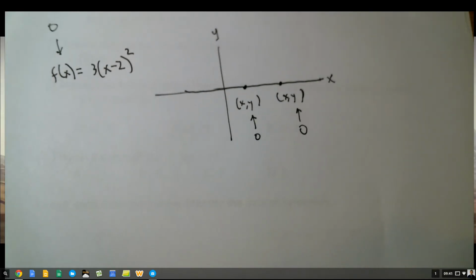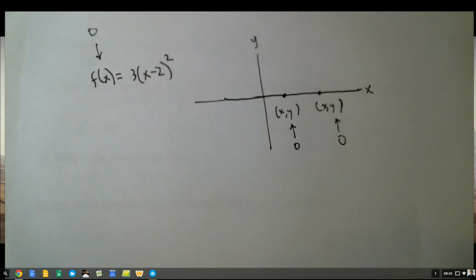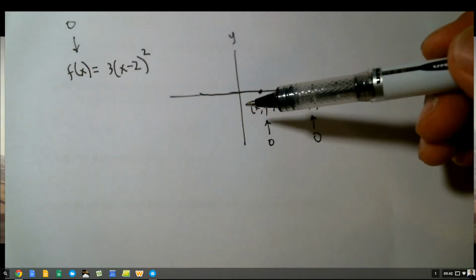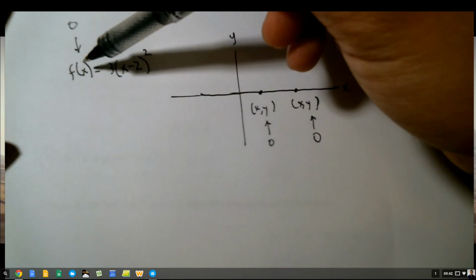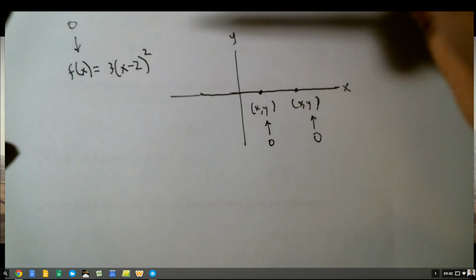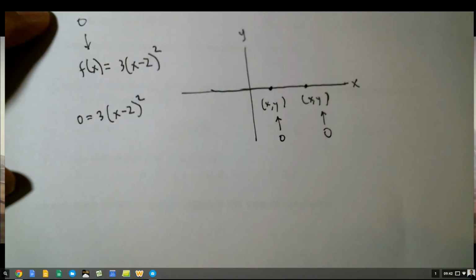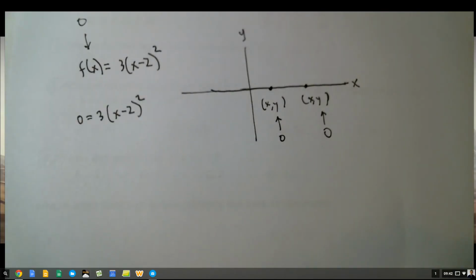So let's solve it this way because it's a lot easier. So we want to know, basically, if we plug in 0 for y, or the function f of x, what would the x value be? What would x have to be for this to be 0? So let's take a look. Let's plug in 0. 0 equals 3 times (x minus 2) squared. And our job is to solve for x.